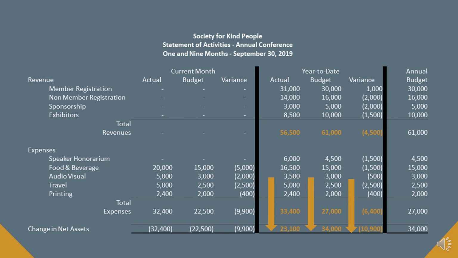If we look year to date, we'll see that overall the expenses were more than the budget. And that is not good news because we also had a shortfall in revenues. And it's also worth noting that the annual budget and the year-to-date budget, again, are the same. So you have spent all of the money plus some that the annual budget anticipated. So the annual conference did not perform as expected this year.